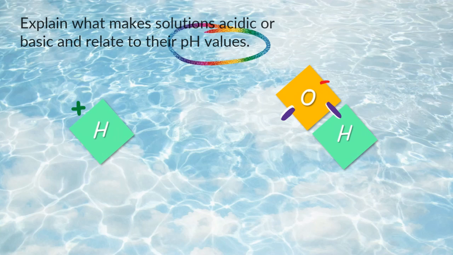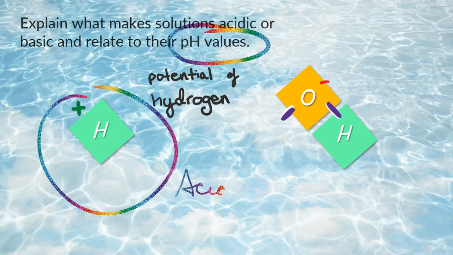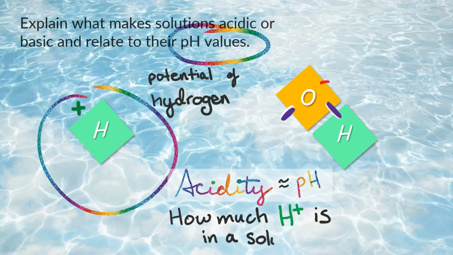So when we are talking about acidity, what we are most interested in usually is the concentration of the hydrogen ion, since hydrogen ions participate in many biochemical reactions. So thinking about acidity and pH, it's the potential of this hydrogen that we are talking about. So acidity is the term we use that is directly related to pH. It indicates how much hydrogen or hydrogen ions are present in a solution.